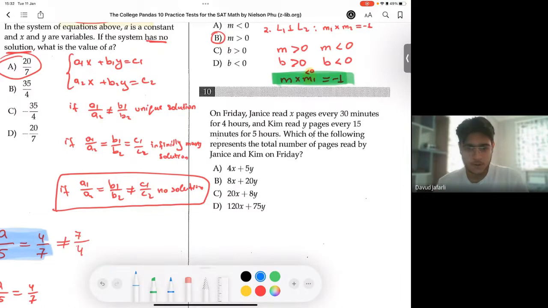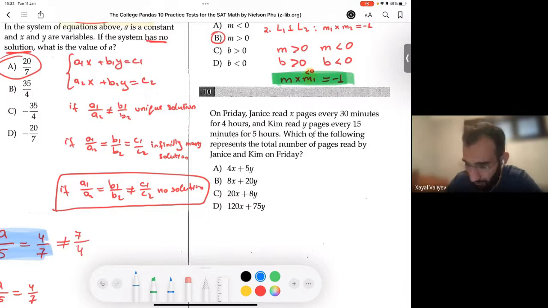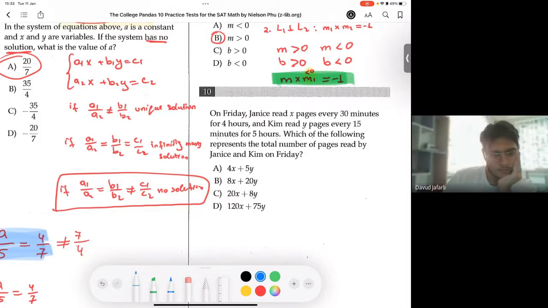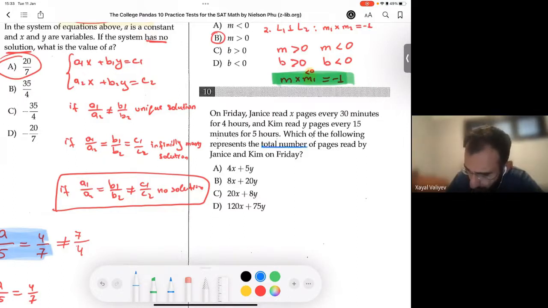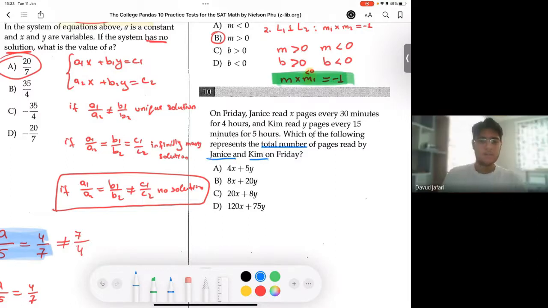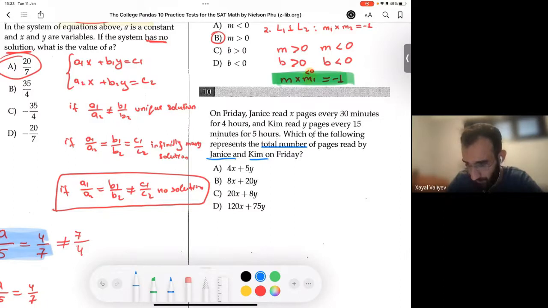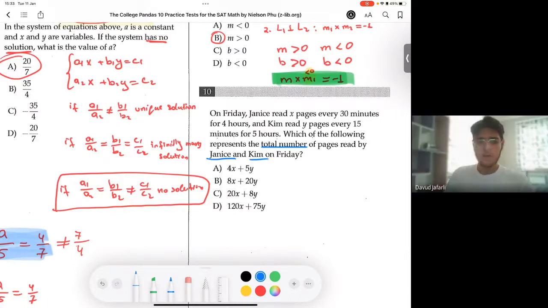Kim, Y pages every 15 minutes for 5 hours. That's an easy question. One second. Total number of pages, don't forget, read by Jack and Janice, Janice and Kim. I hope I pronounced the name correctly.